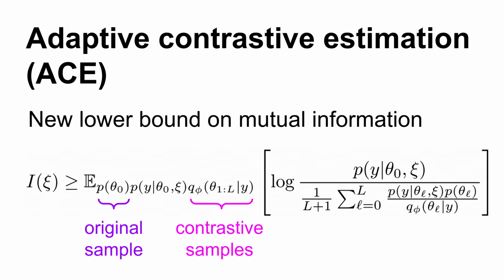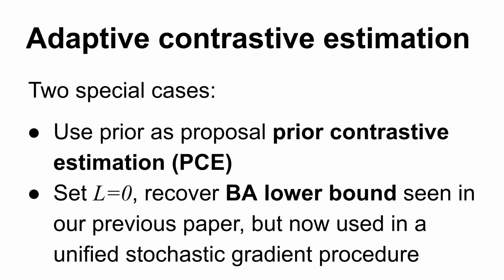So that's the main lower bound that we focus on, and then we can actually pick out some special cases. So if we use the prior as our proposal, then we have prior contrastive estimation, and that can be effective, especially for a simpler problem. And if we set capital L equals 0, we actually get back to that BA lower bound that we talked about in the previous paper. But now it is being used in a unified stochastic gradient procedure. So now it's being used sort of optimizing over both design and variational parameter.